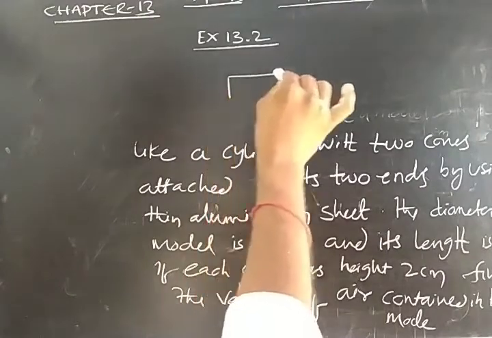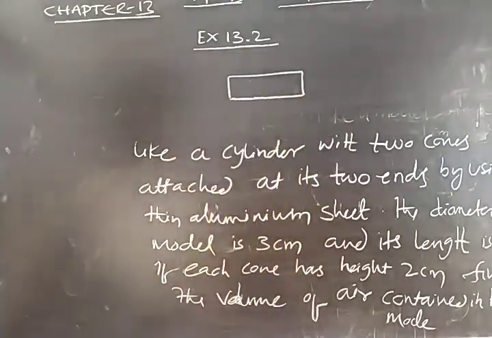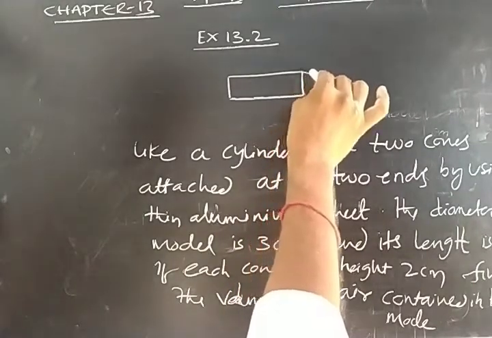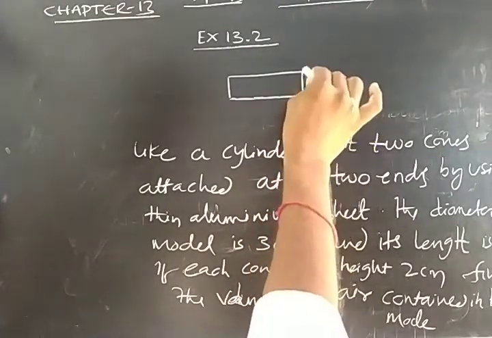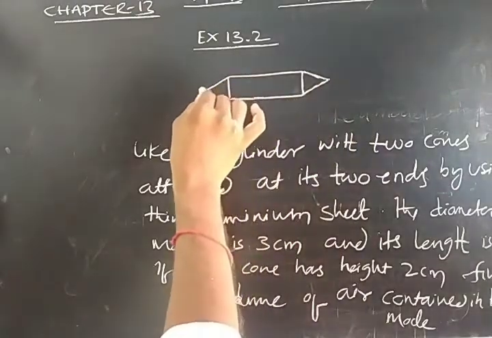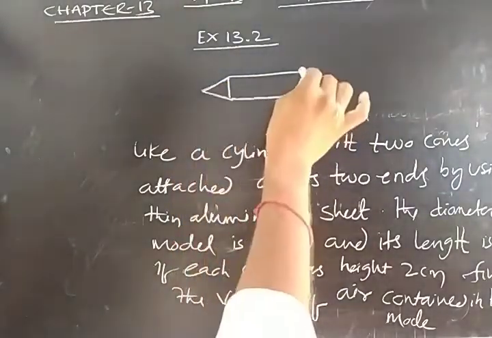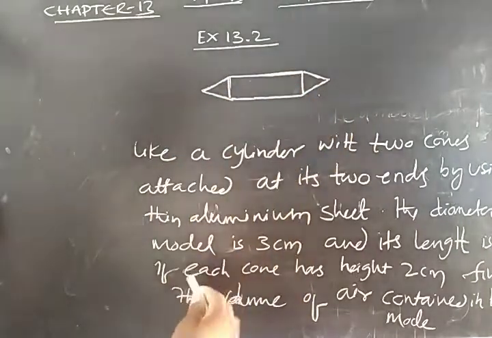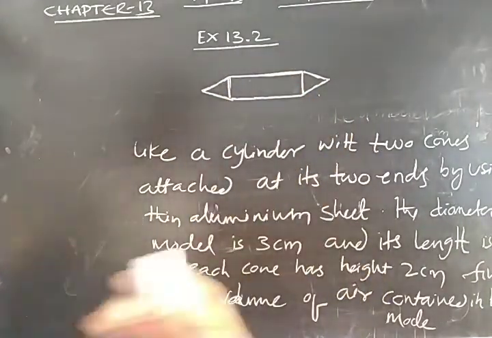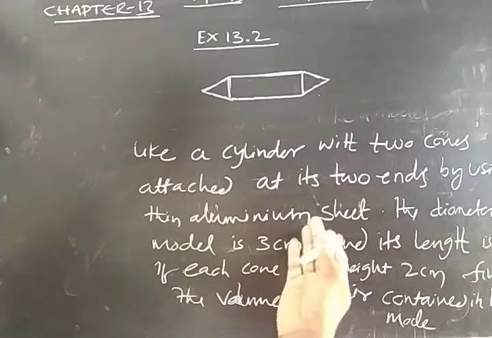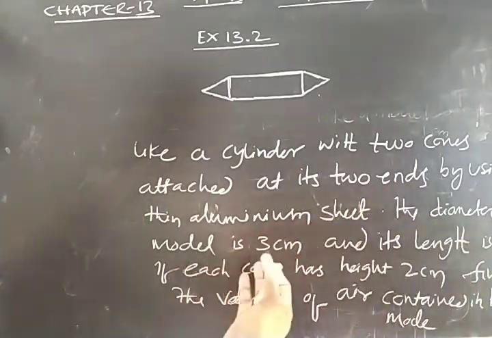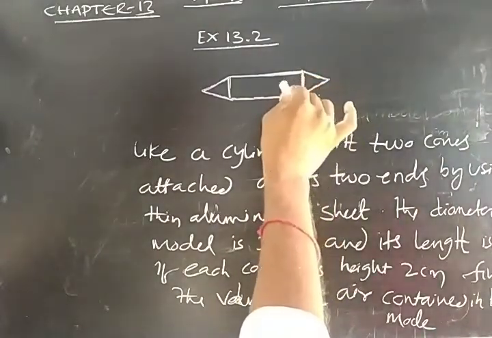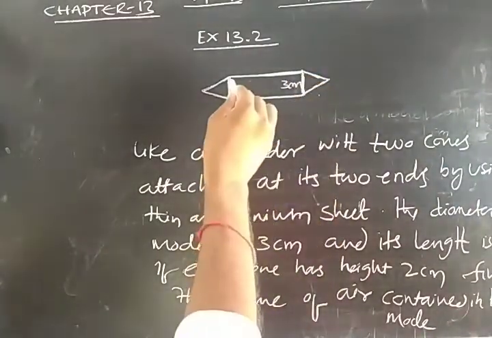Engineering students were asked to make a model which contains a cylinder and two cones attached at its ends. So here one cone and at the left hand side one cone. So in this figure we have one cylinder and two cones. And what are the given dimensions? See here, what is given? The diameter of the model at the two ends is 3 centimeters. This side also is 3 centimeters.